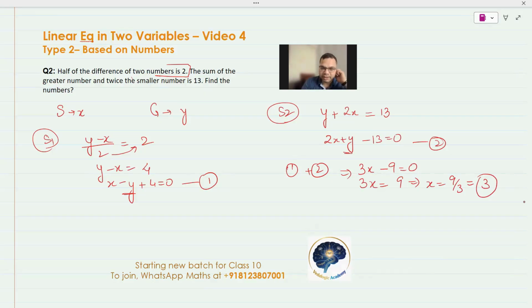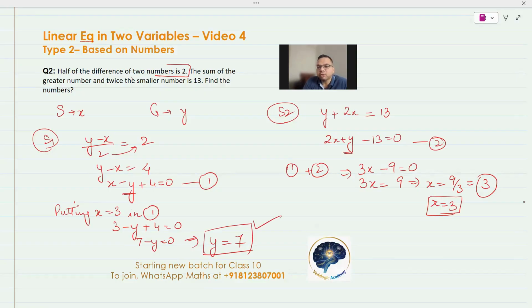So we have found the value of x. Let me write it down clearly. I can put this value of x in any of the equations, first or second, and I'll get the value of y. Let me put it in the first equation itself. Wherever possible, you have to write the sentences of what you are doing: putting x equals 3 in the first equation. So it becomes 3 minus y plus 4 equals 0. 3 plus 4 becomes 7. 7 minus y equals 0. And therefore, if I take y to the right hand side, it becomes y equals 7.